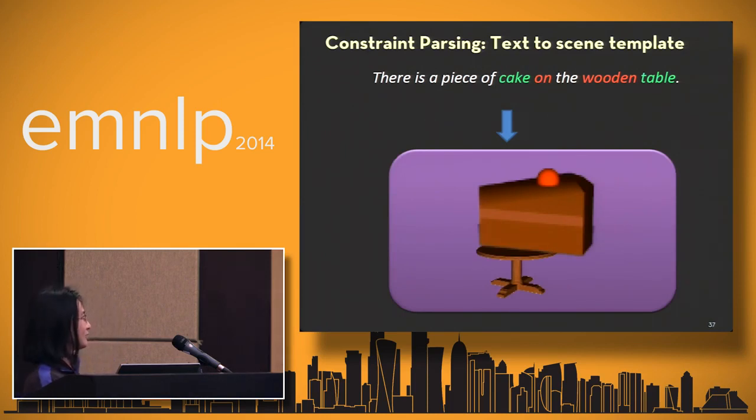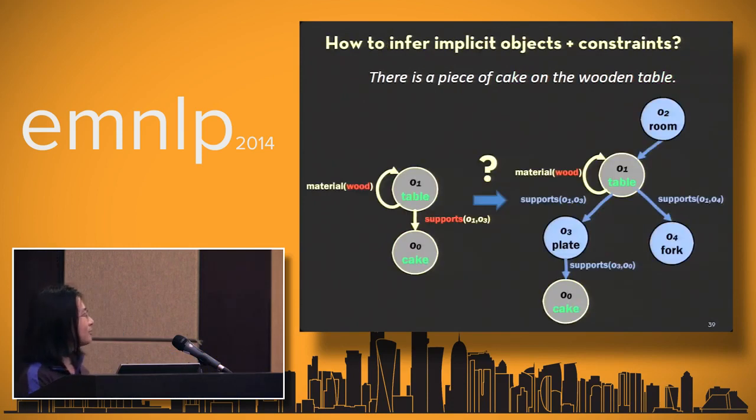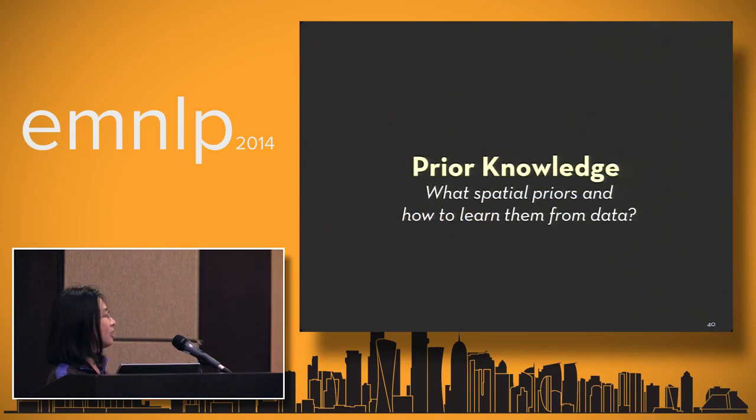But the cake is maybe a bit too big and the table a bit too small, so this is not quite what we want. What we want to do is have a fuller picture of what's going on. And so we want to be able to generate or infer other missing objects, such as there should maybe be a plate, and the cake should go on the plate, and the plate on the table. So how do we do this?